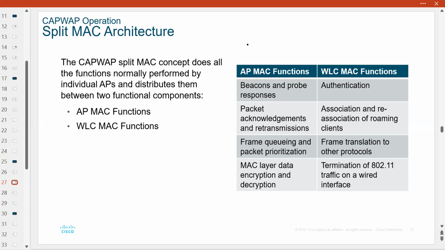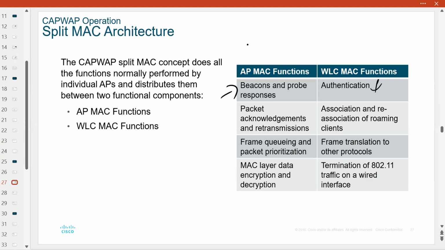The AP has the following functions right here: beacons, probe responses, packet acknowledgements, frame queuing, MAC layer, data encryption, decryption. And you can see the controller does authentication, association, reassociation, frame translation, termination of 802.11 traffic on a wired interface. In simple terms, the AP is responsible for wireless client connection. It's the one responsible for data transmission because it's the one connected to the client.